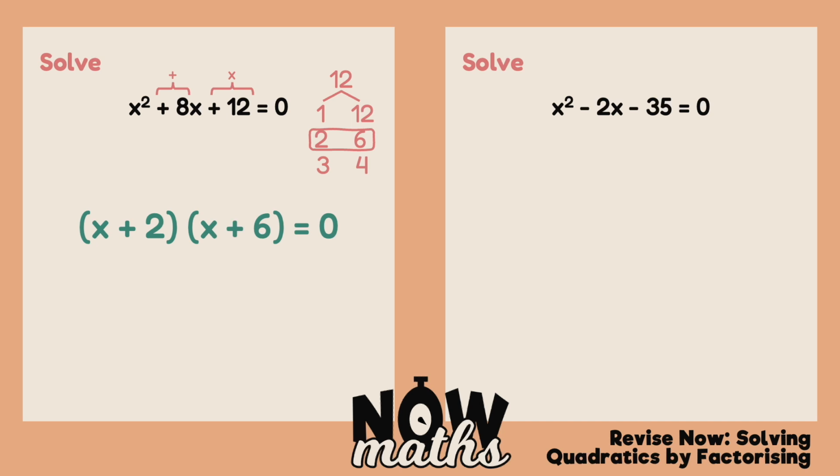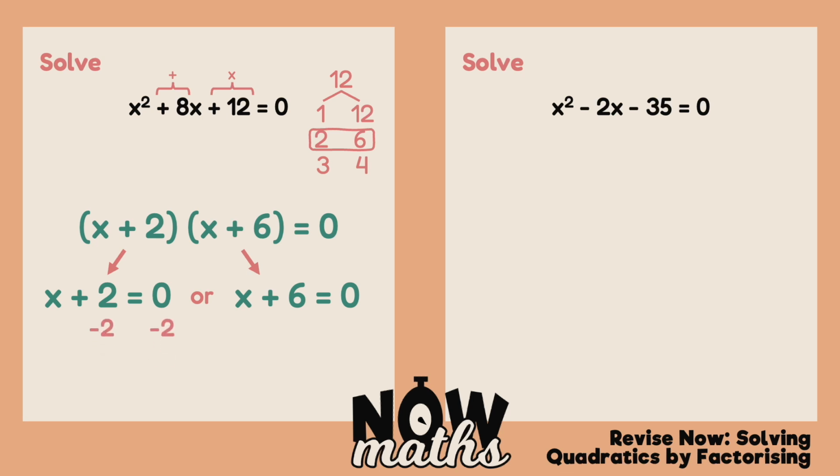These brackets are next to each other, which means they're being multiplied by each other. If two expressions are being multiplied to give an answer of 0, at least one of the two expressions must be 0. This means that either x plus 2 equals 0 or x plus 6 equals 0. Now we have two separate linear equations and we can solve each of them separately.